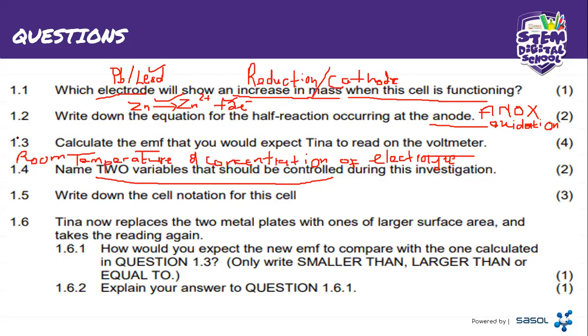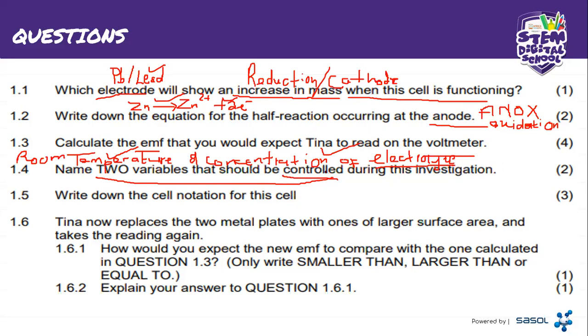In fact, to write it correctly, it must be the room temperature and it must be the concentration of the electrolyte. You see, my dear learners, if you just write temperature, we're not sure what you're talking about, but when you say room temperature, then we understand, we give you a mark. When you just say concentration, it can be concentration of anything, but there you are clarifying that it must be the concentration of the electrolyte. Then you will get another mark. So that will give you 2 marks.